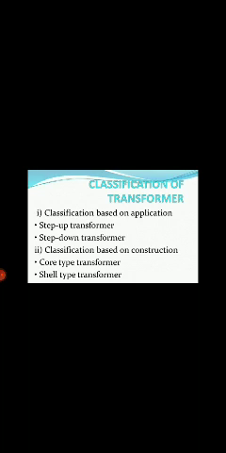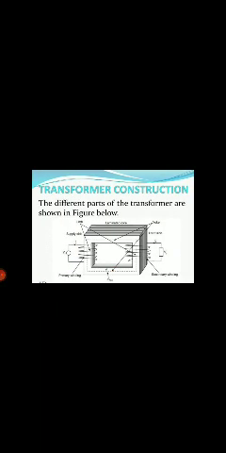The second classification is based on core construction. Based on core construction there are two types of transformer, core type transformer and shell type transformer. We will discuss core type and shell type. The next classification is based on supply system. There are two types of transformer on the supply system, single phase transformer and three phase transformer. Next is transformer construction.